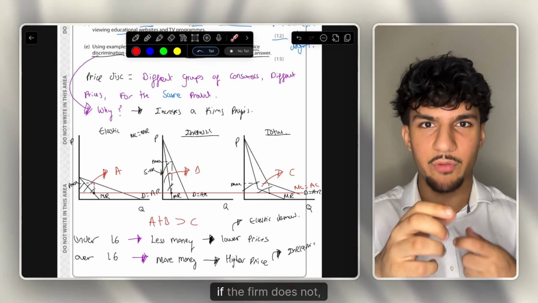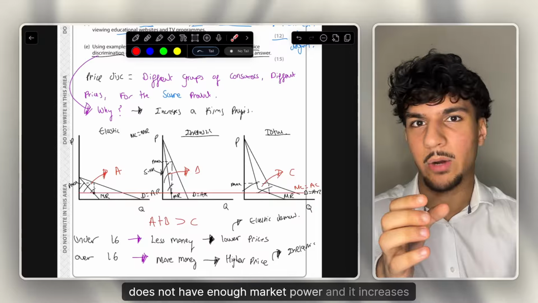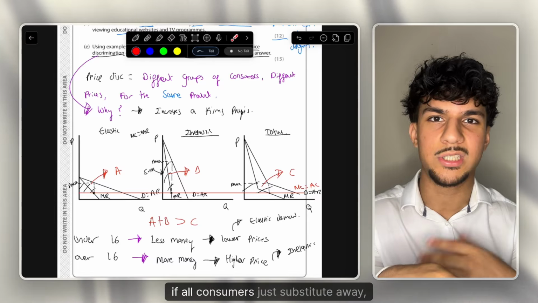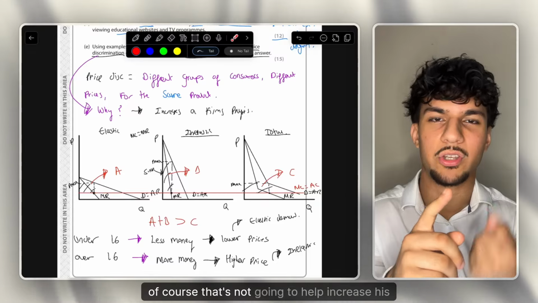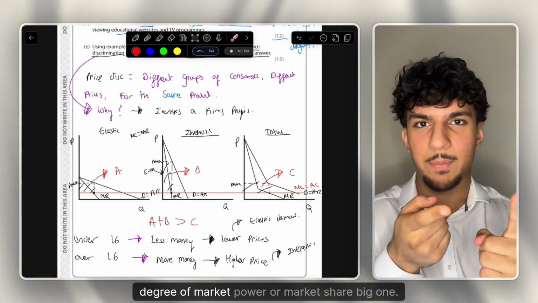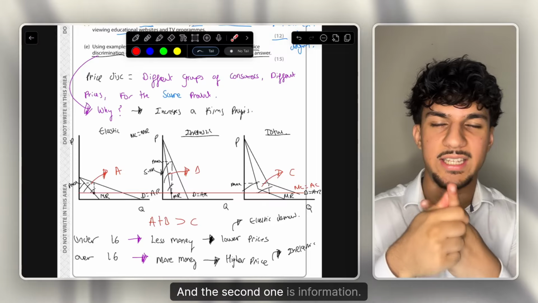For example, if the firm does not have enough market power and it increases its price for inelastic demand consumers, and all consumers just substitute away, of course that's not going to help increase its profit. So the first condition is a firm needs to have a degree of market power or market share. Big one. And the second one is information.